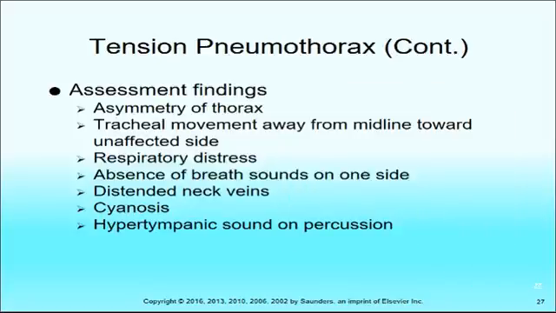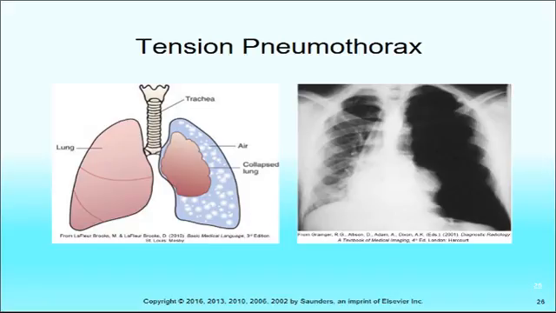What are you going to find? Obviously, asymmetry or unequal size of the chest wall, the trachea movement away from midline. It's toward the unaffected side. So if I went back, this is your affected side. So your mediastinum is moving this way. And I'm not sure if you can see in here where it's going a little to the side.